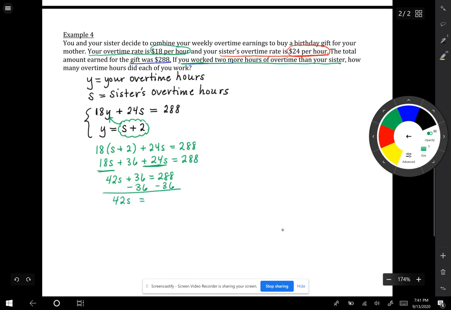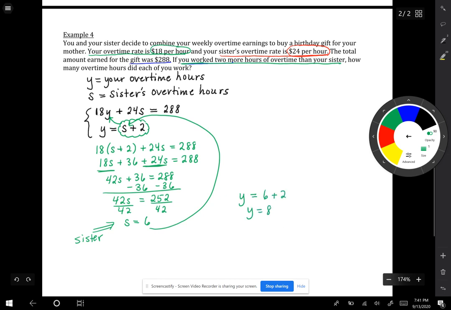42S equals 252. Use a calculator when numbers get too big for you and you're not wasting your time dividing large numbers. 42 goes into 252 exactly 6 times. But let's see what the question's asking. How many overtime hours did each of you work? So your sister works 6 hours, because this is your sister. Okay, and then you can go back and plug in this right here. So you work 6 plus 2.